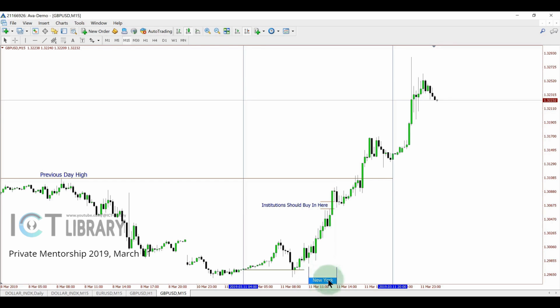Inside of the New York kill zone, we see this one big candle run up here. Did this candle get to our draw on liquidity, which is the previous day's high or last Friday's high? No, it didn't. So I'm going to wait for price to drop back down into this inefficiency. I know that institutions are going to want to buy right in here because they know the liquidity resting above here. So IPDA will come down into that and allow those traders to get on board.